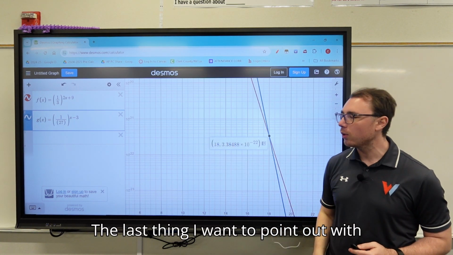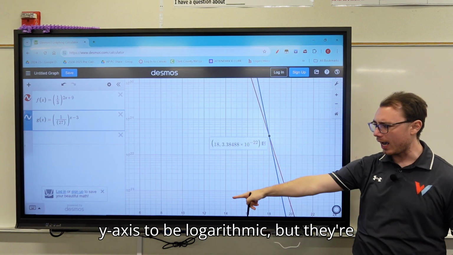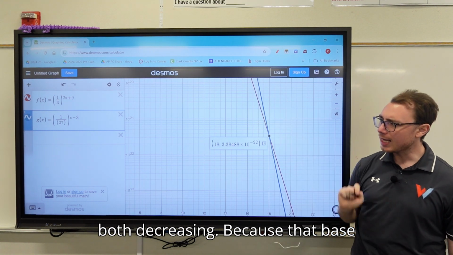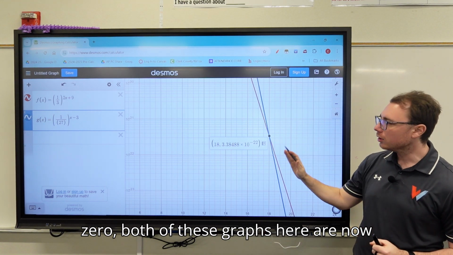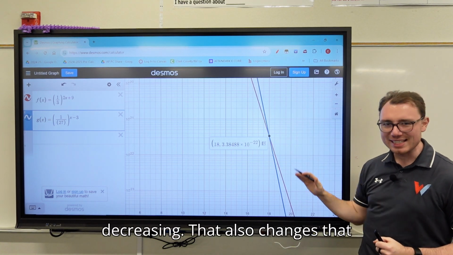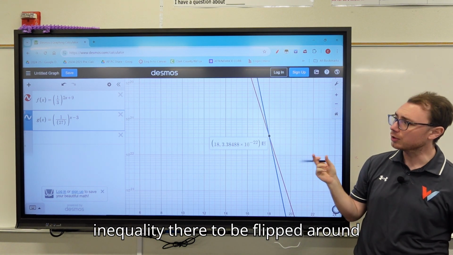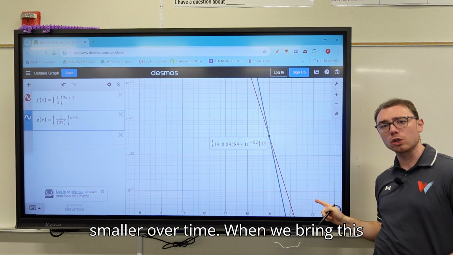The last thing I want to point out with these exponential functions: of course they're linear because we changed that y-axis to be logarithmic, but they're both decreasing. Because that base there is less than 1 but greater than 0, both of these graphs are now decreasing. That also changes that inequality to be flipped around when we're solving it. But graphically, we know that both these lines are going smaller over time.